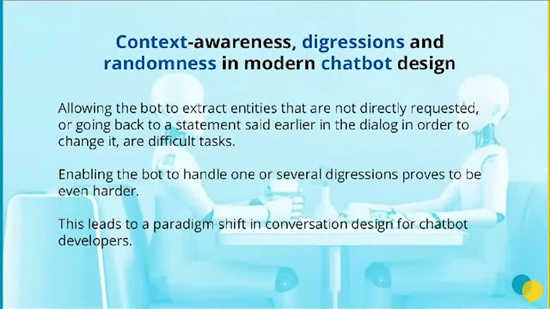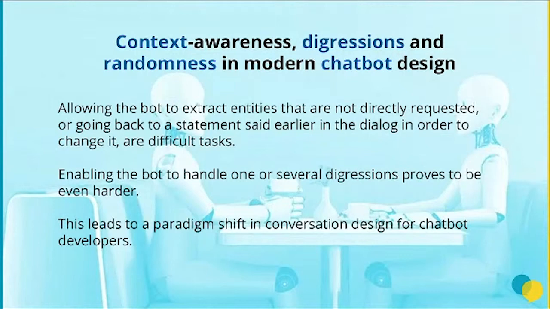Usually when you build a chatbot, it's almost like an app, and you go through a linear way of interacting with the chatbot, asking questions and taking answers. Sometimes the chatbot asks you questions again, and you follow up by answering those. But when you want to allow the bot to extract entities that are not directly requested, when you want to come back to a previous statement and change something you said, or when you want to talk about something else during the dialogue, those are more difficult tasks.